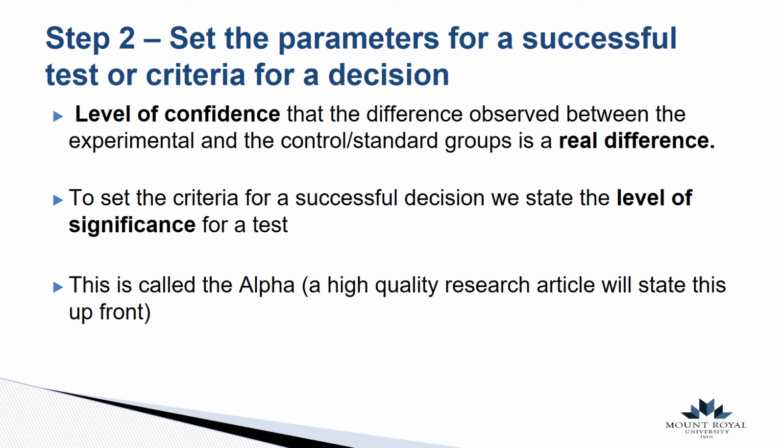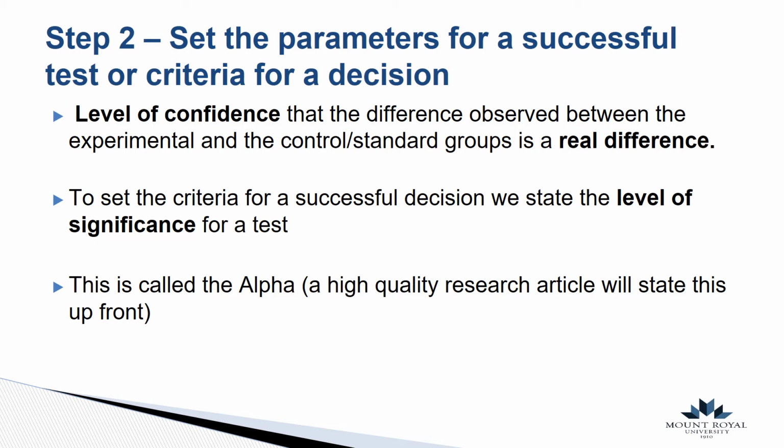Step 2 is to set the parameters for a successful test, or the criteria for your decision. And this is called the level of confidence. Level of confidence that the difference observed between the experimental and the control or standard groups is a real difference. So to set the criteria for a successful decision, we state the level of significance for a test.